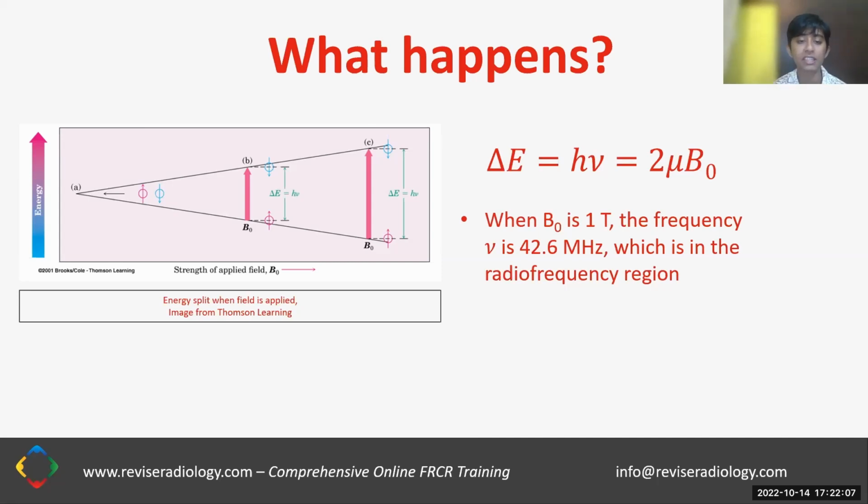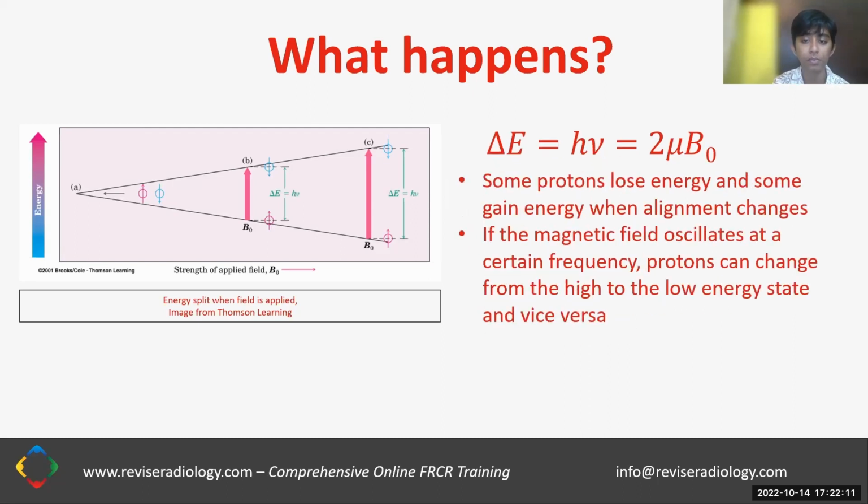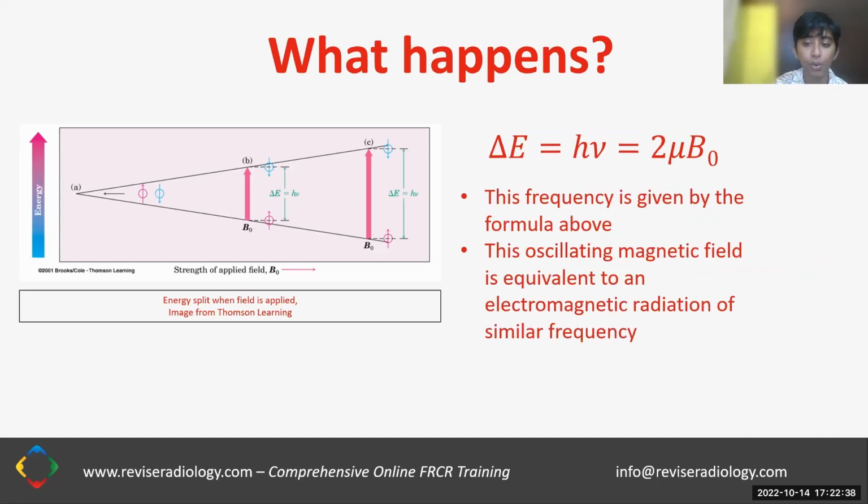So let me just try to explain this. We've had a lot of formulas, a lot of numbers thrown in. So let's just try to discuss what happens. Essentially, if the magnetic field starts to oscillate at a certain energy, the protons can change from the high to the low energy state, and there's a net gain in energy. That frequency of oscillation is given by the formula that I've written on the top.